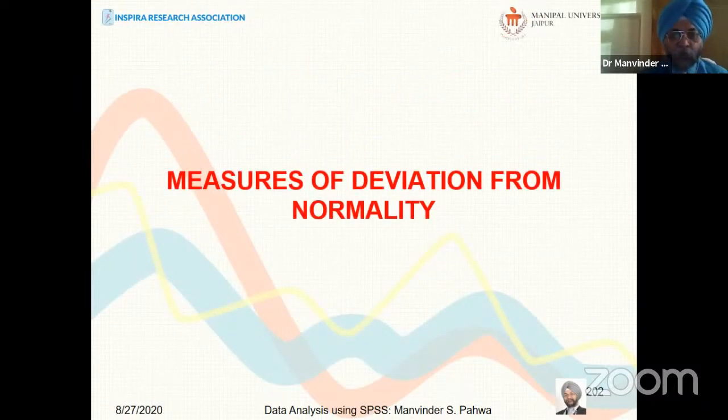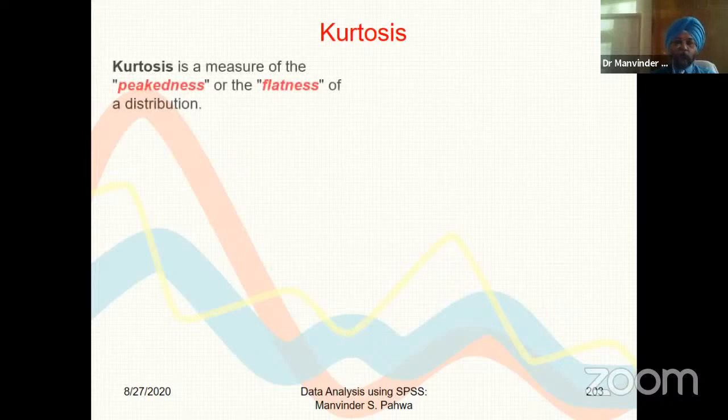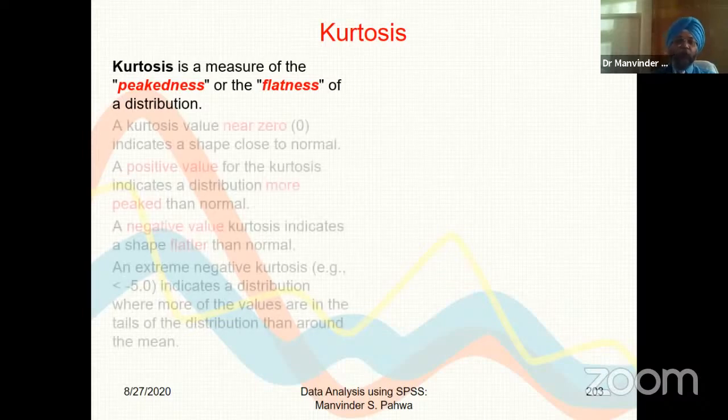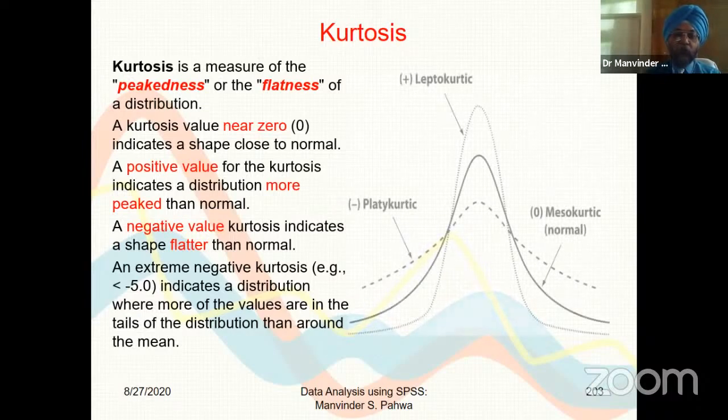Okay. So for measurement of deviation from normality, we have to go for kurtosis. Kurtosis is a measurement of peakedness and flatness of a distribution: how much peaked it is and how much flat it is. A kurtosis value near 0 indicates that the shape is close to normal, and a positive value indicates a distribution more peaked than the normal, and a negative value indicates it is more flat than the normal. An extreme value of kurtosis can be plus or minus 5, or more than 5, which indicates that it is at the extreme.